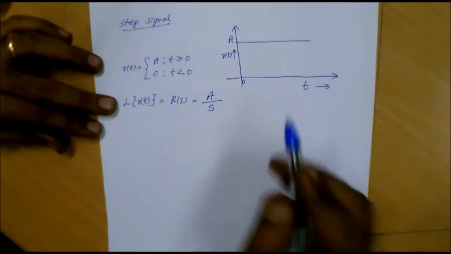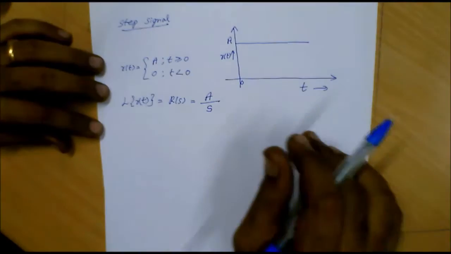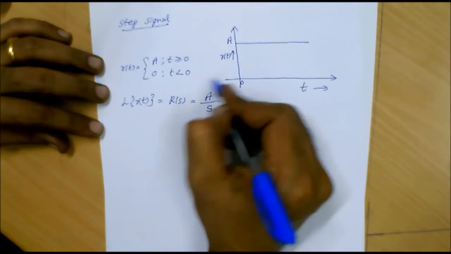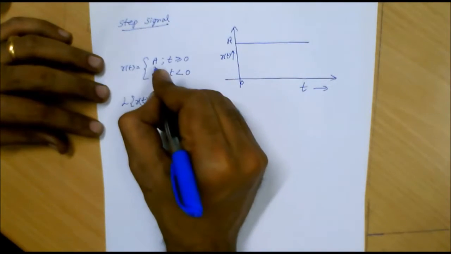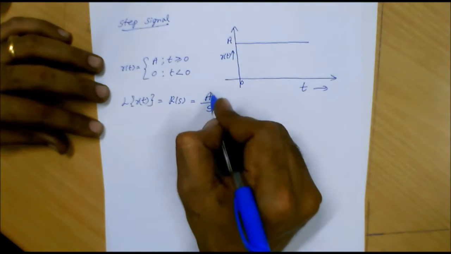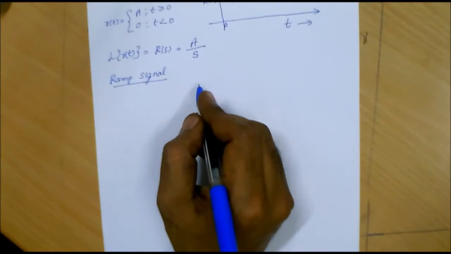This will be useful to find the time response of the system. So this is step signal. If we want the unit step signal, we substitute the magnitude A as 1. So we will be getting the Laplace transform as 1 by S for unit step signal.